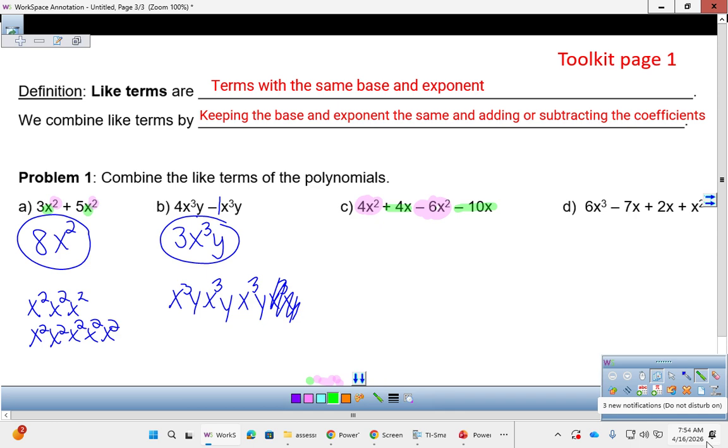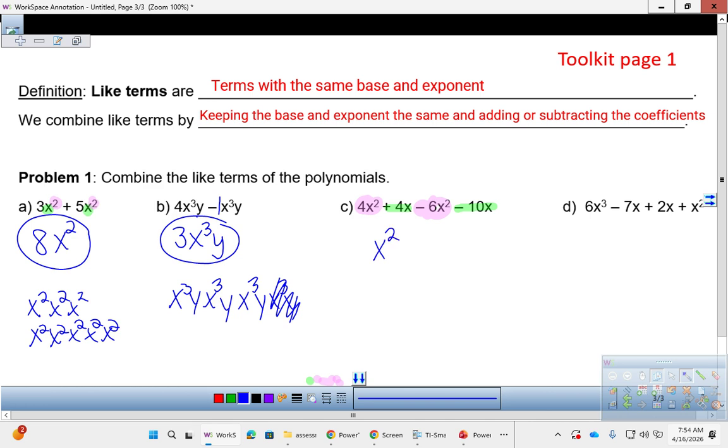So when I'm combining like terms here, for the pink terms, I'll keep the x squared part the same. The base and the exponent stays the same. And then I'll add or subtract the coefficients. 4 minus 6 is negative 2. And for the green terms, I'll keep the x the same. The variable part stays the same. And then 4 minus 10.